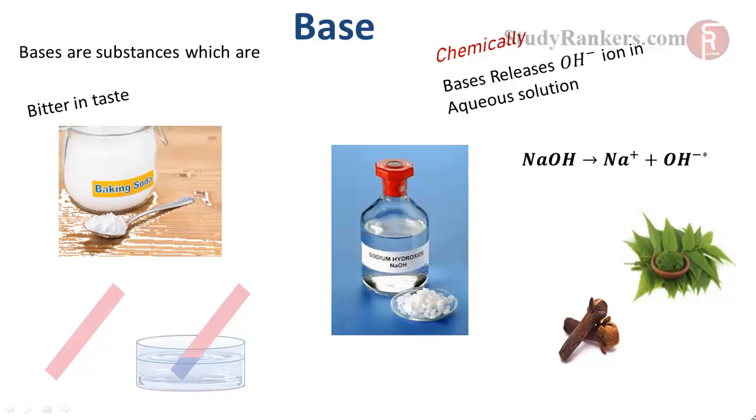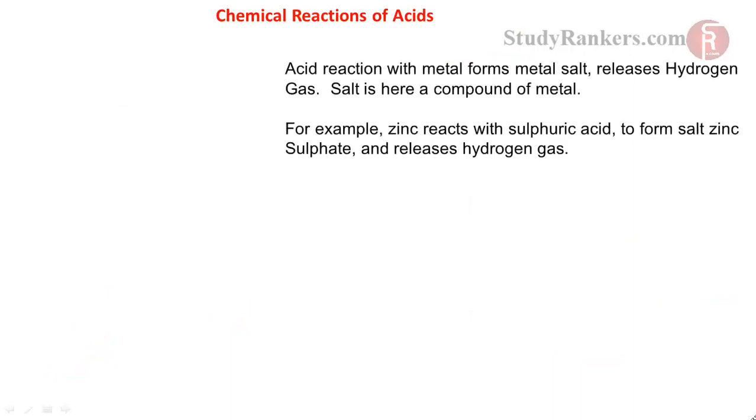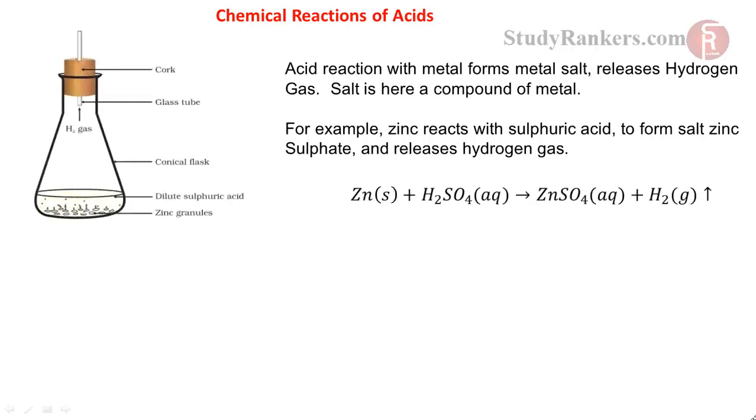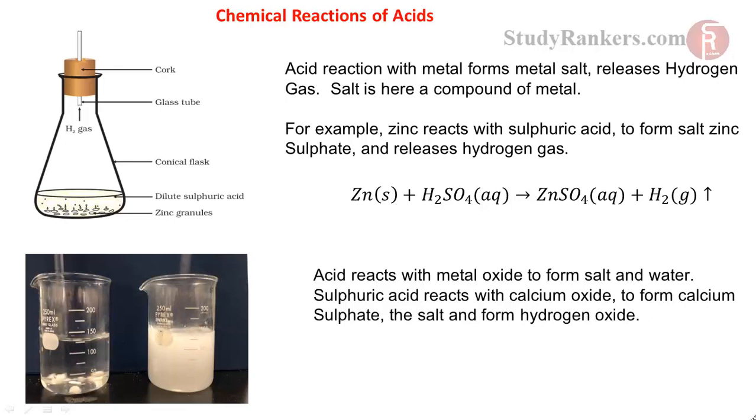Let's discuss some chemical reactions of acids and bases. Acid reacting with metal forms a metal salt and releases hydrogen gas. Salt here is a compound of the metal. For example, zinc reacts with sulfuric acid to form the salt zinc sulfate and releases hydrogen gas. Acid reacts with metal oxide to form salt and water. Sulfuric acid reacts with calcium oxide to form calcium sulfate, the salt, and water.